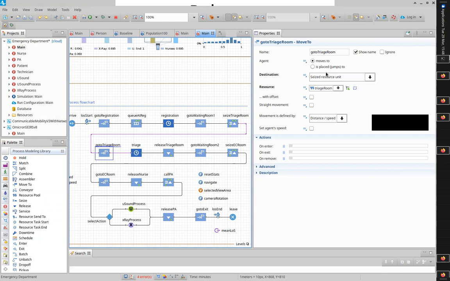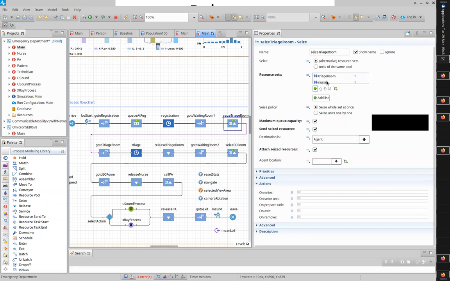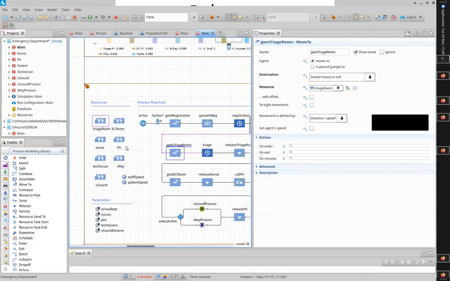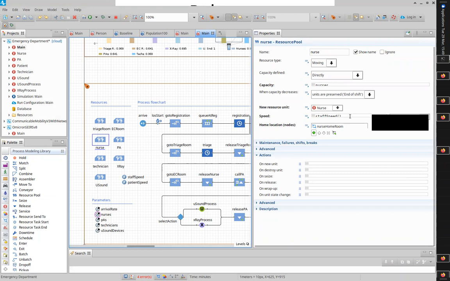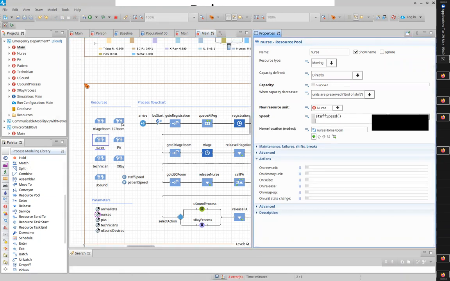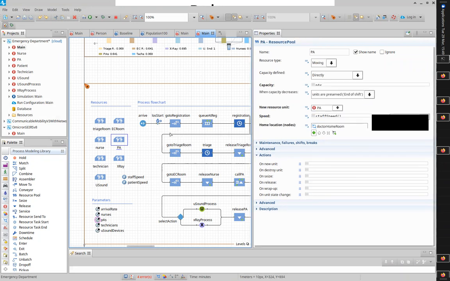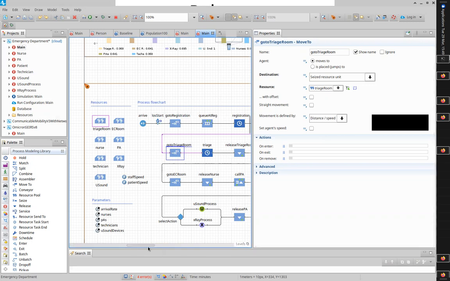Exactly. So this person seized a triage room here, and that's what we looked at earlier. And now they're going to that triage room which has been reserved for them, right? In fact, it says its destination is the seized resource of this sort, triage room. They move there in a continuous fashion. And it's defined by a distance or speed, as dictated by that agent in the pool. So for example, nurses move with a certain speed and physicians move with a certain speed, et cetera. The triage room doesn't move with speed, but physician's assistants move with speed. Okay, so this is an example of movement to there.